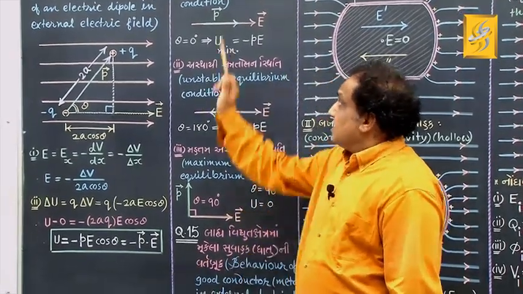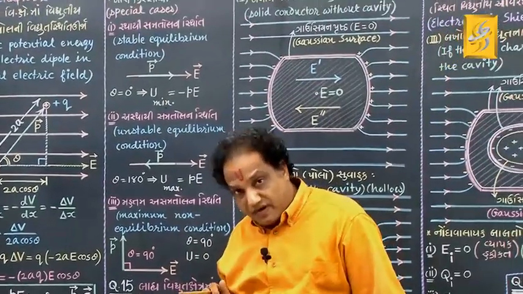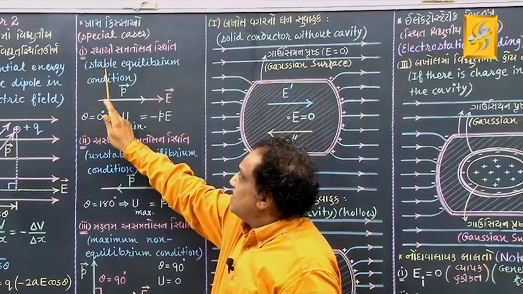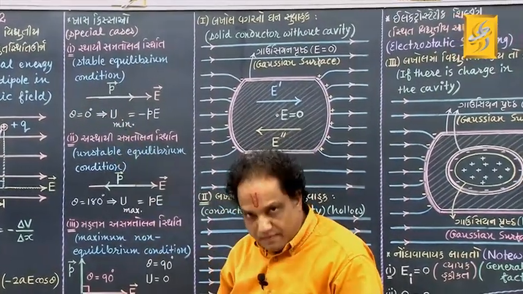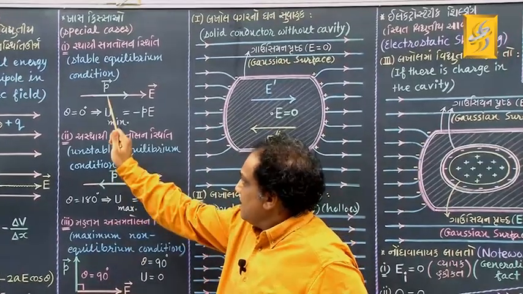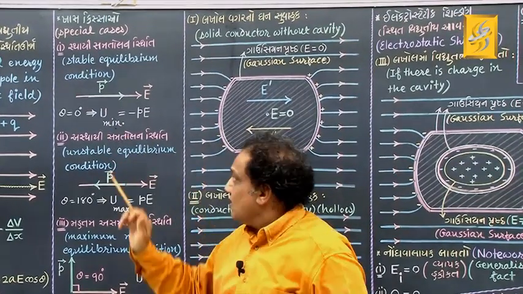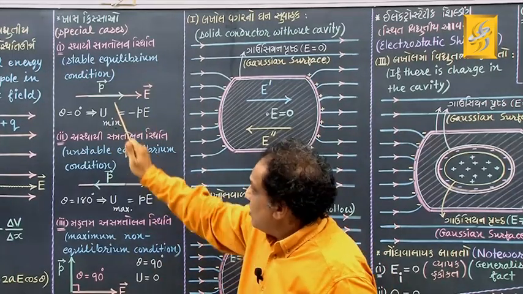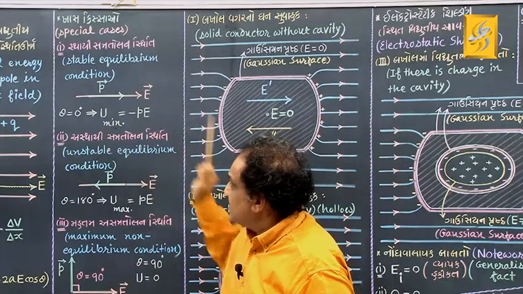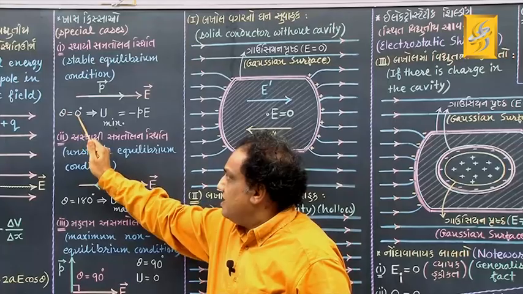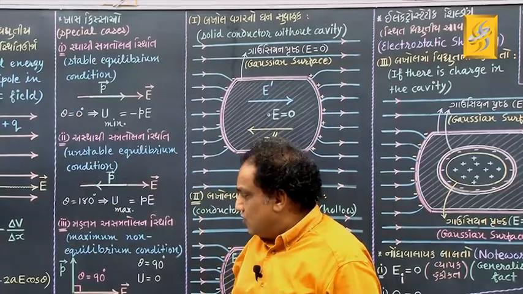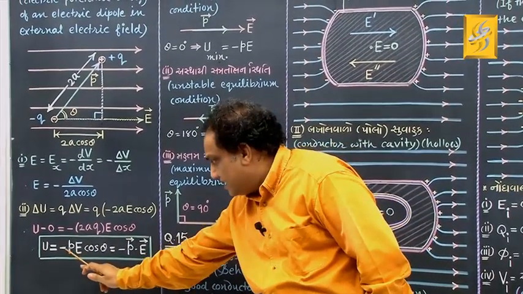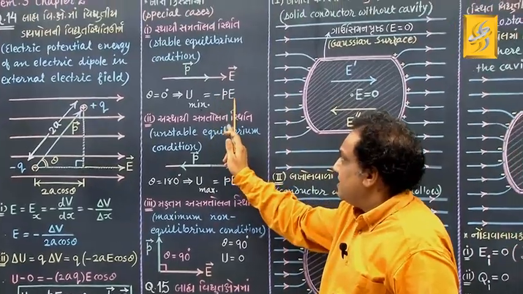Now, let us consider some of the special cases one by one. Special cases. First, we talk about stable equilibrium condition. In this stable equilibrium condition, vector P is in the direction of vector E. Because these two vectors have the same direction, naturally the angle between them will be 0 degree, correct? Put theta equal to 0 degree here, and cos 0 degree is 1, so it is minus PE.